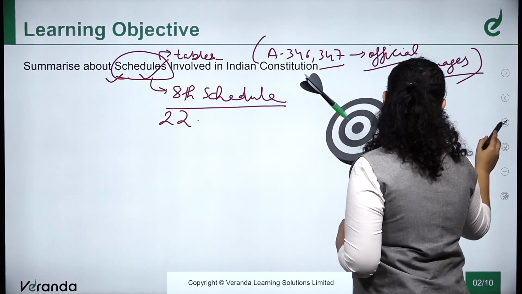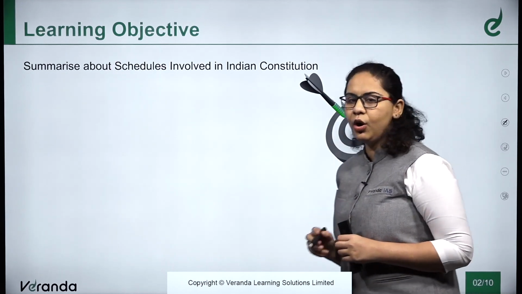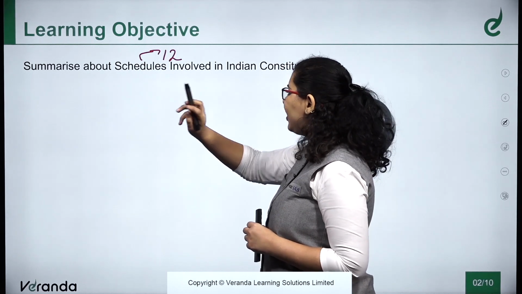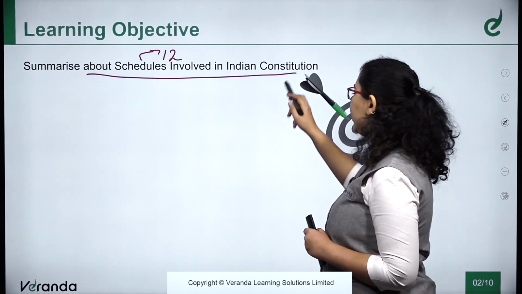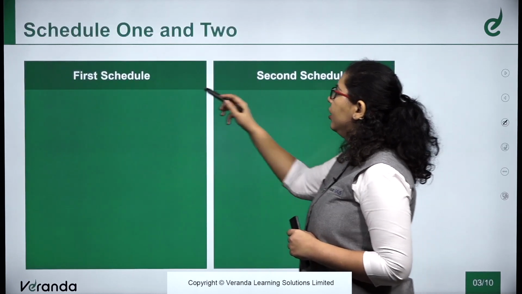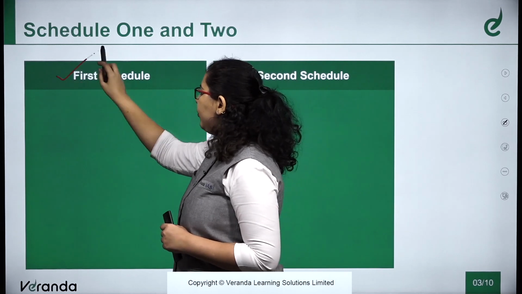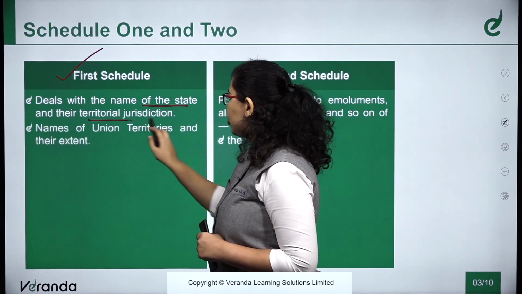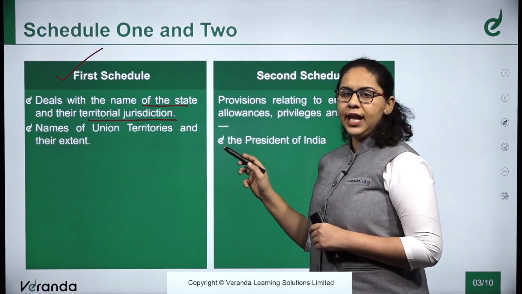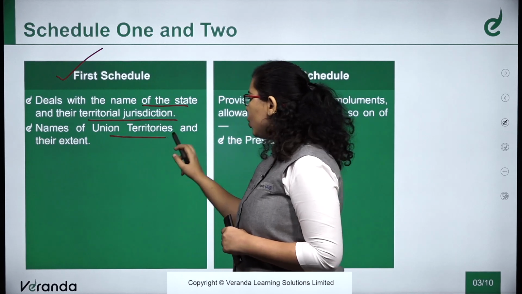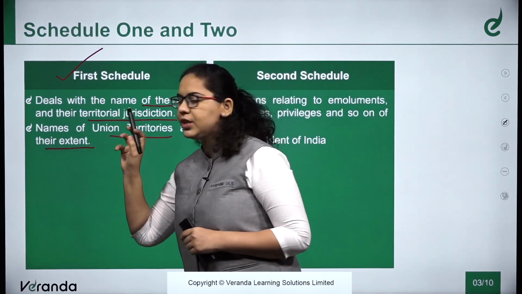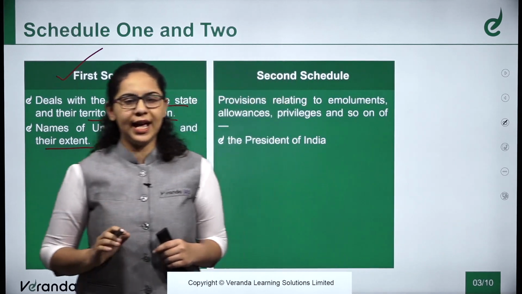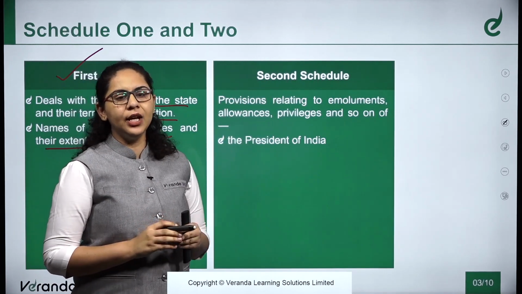One by one, we will look into all the schedules of Constitution. There are 12 schedules in number. So today's objective is to summarize about the schedules involved in Indian Constitution. Let us begin. First schedule, very first schedule, deals with the name of the states and their territorial jurisdiction. Second, names of union territories and their extent. So all the names of Indian states and union territories are collected in Schedule 1. The first schedule has the name of the states and UTs.